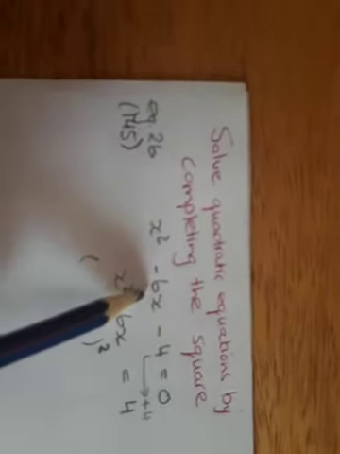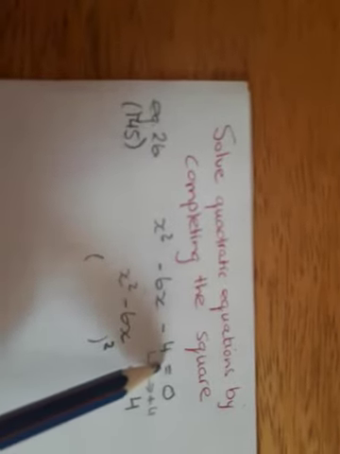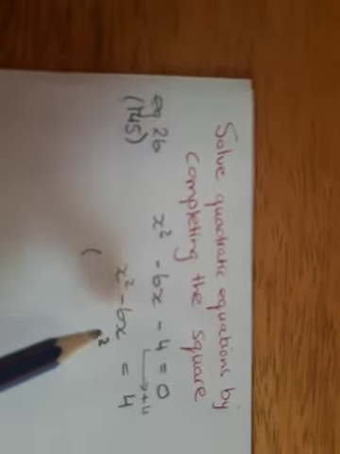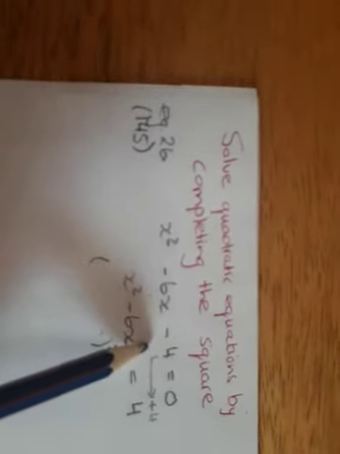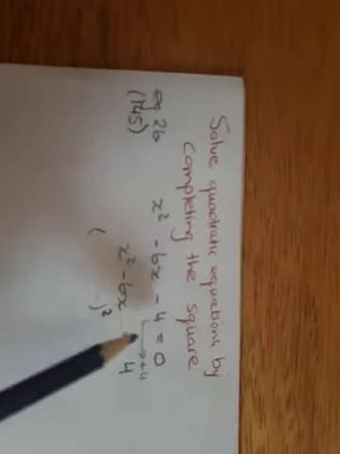at example 26 in your textbook, this looks slightly different, and it is not yet a square. So I did this here. You are given x squared minus 6x minus 4 equals 0. So we want the left-hand side to become a perfect square, and it is not. So we have to make it a perfect square. So how do we do that?